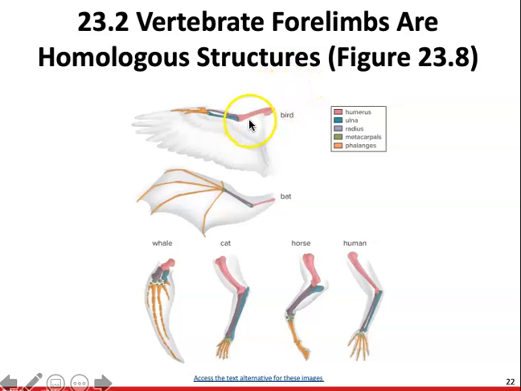So here we have the bird's humerus, the bat's humerus, the ulna and radius in a bird, and then the phalanges. The bat, on the other hand, is going to have a very, very small ulna, very, very large radius. It's also going to have metacarpal bones, which we don't really see in the bird, and massive, massive phalanges. The vast majority of the wing in a bird is going to be these feathers. The vast majority of the wing of a bat is going to be this membrane stretched over these large phalanges.